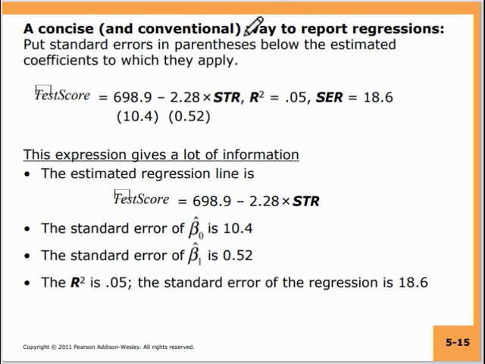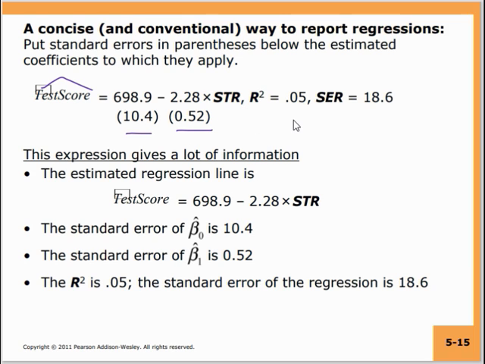So how can you report regressions using all of these things that you have looked at? You can report regressions in this way, where you can say test score hat is equal to 698.9 minus 2.28 into STR. This is beta 0 hat minus beta 1 hat into STR. Under beta 0 hat, within brackets, you put the standard error of beta 0 hat, and under beta 1 hat, within brackets, you put the standard error of beta 1 hat.